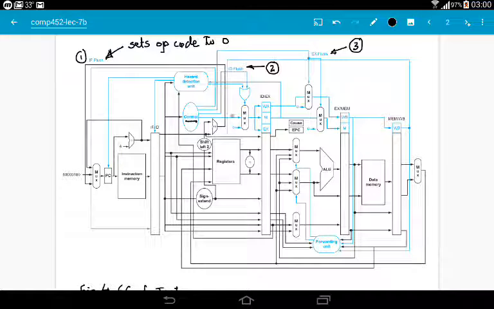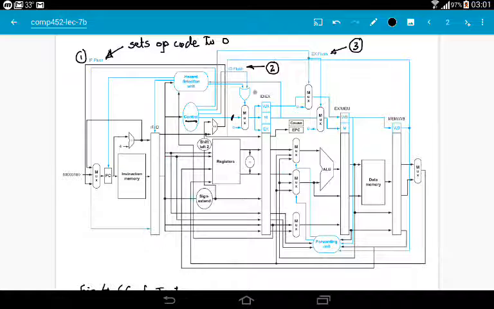Here we have the original 10 signals that we studied in the beginning while we were studying the controller design of the single cycle MIPS processor. So these 3 signals are in addition to those 10 signals.